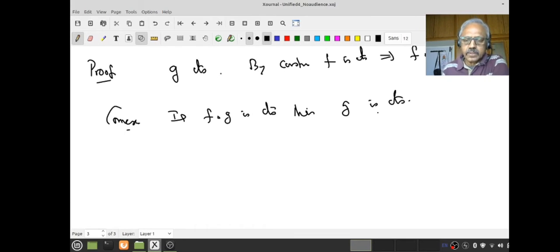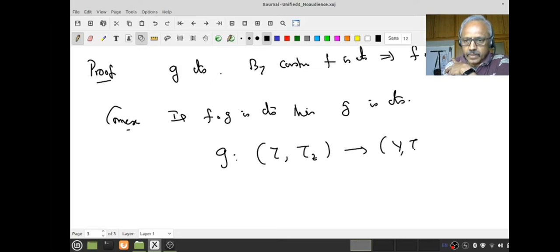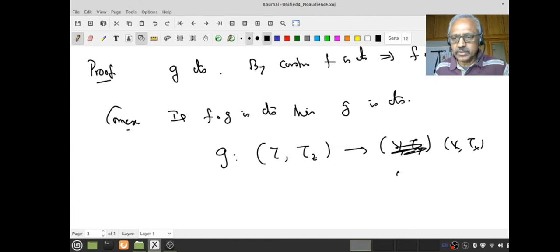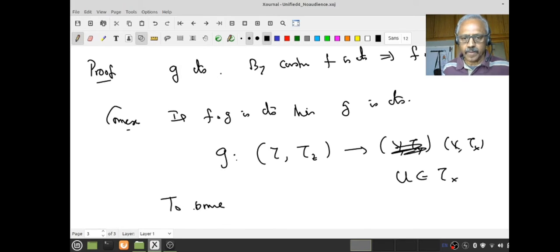So let us look at it. Therefore G is a map from Z tau Z to X tau X. I want to prove G is continuous. So what does it mean? You start with an open set U in tau X. What do I want to prove? The question is to prove G inverse of U is open in tau Z, that is, it lies in tau Z.